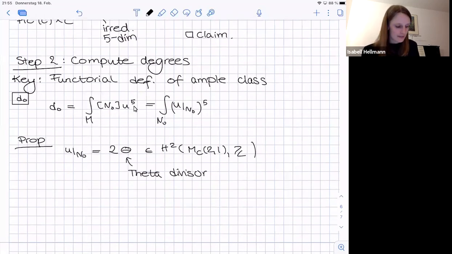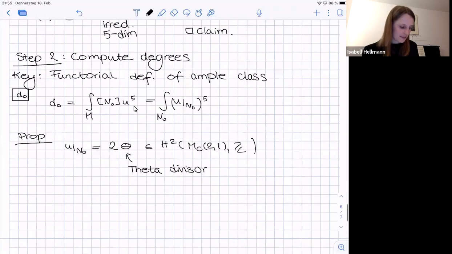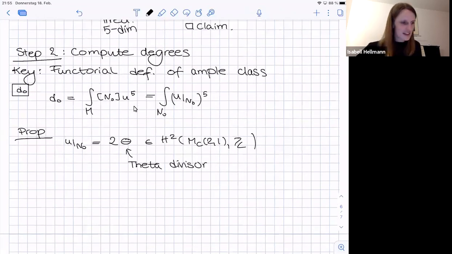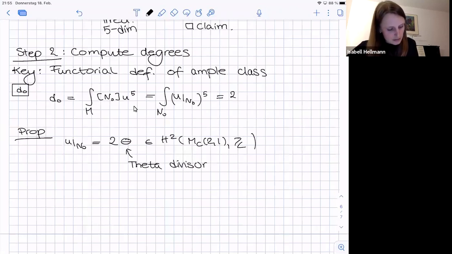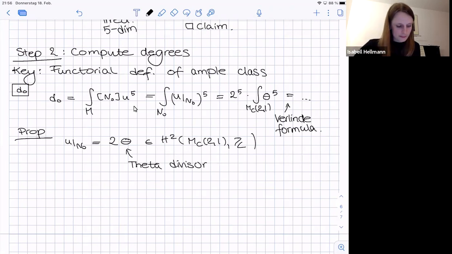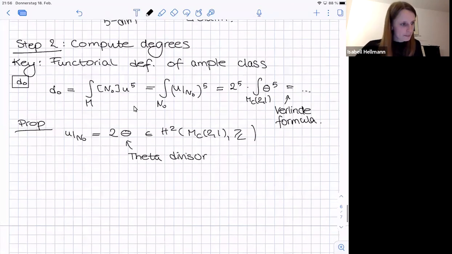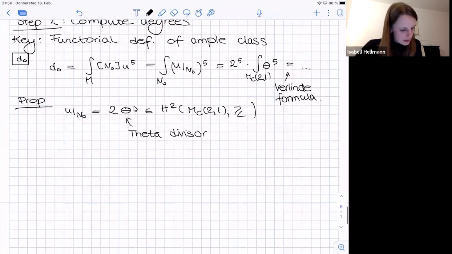Okay, and there are several computations with this theta divisor in the literature, especially its degree. So this now is 2 to the 5 times the degree of the theta divisor. And I know what this is from the Verlinde formula. This degree is known, and you find the degree. You find d0.